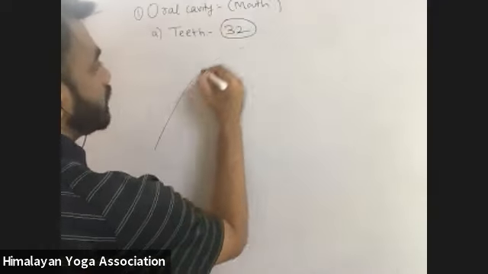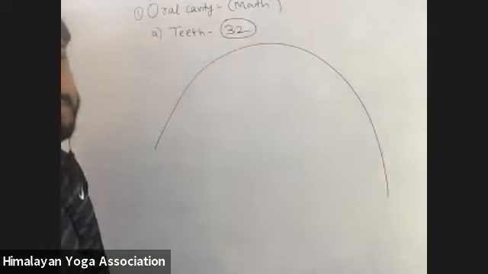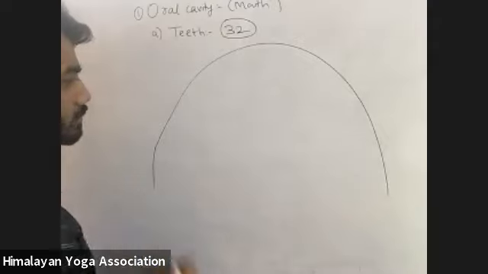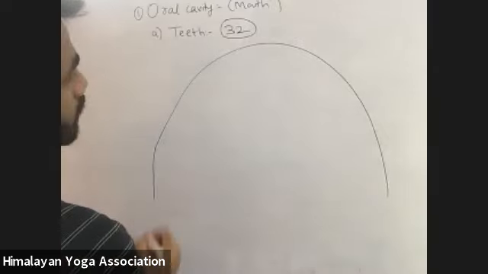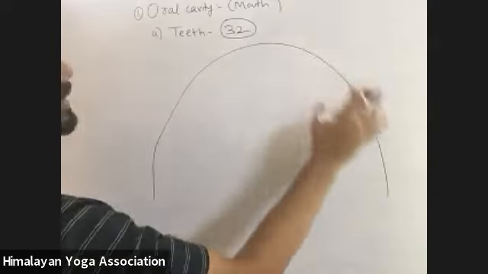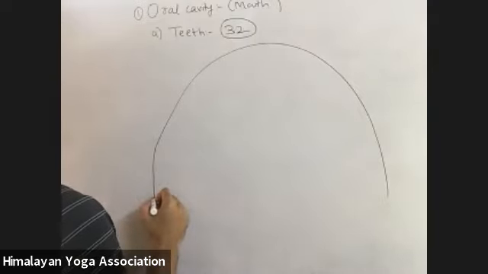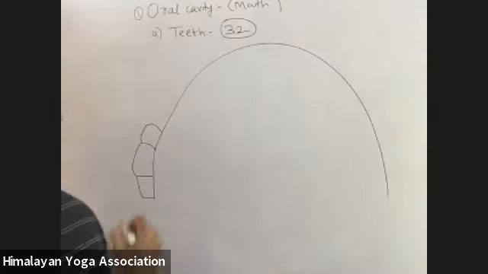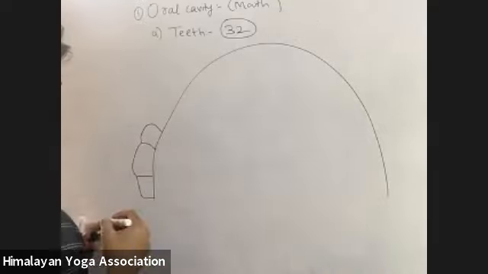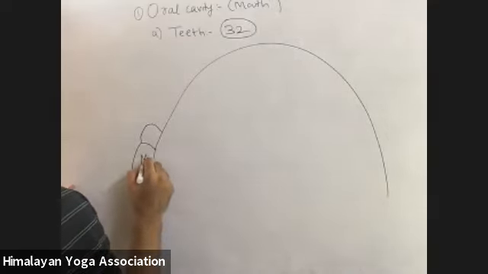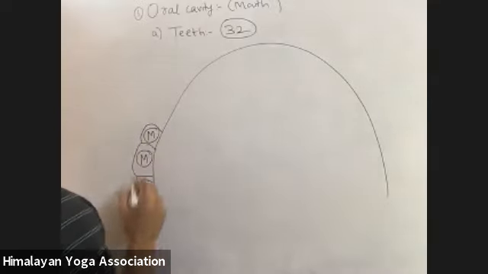Here, I will represent the upper jaw. This is just the upper jaw. In the upper jaw, you will see 16 teeth. I will mark what these types of teeth are. We'll write M, M, M. That means the molar.